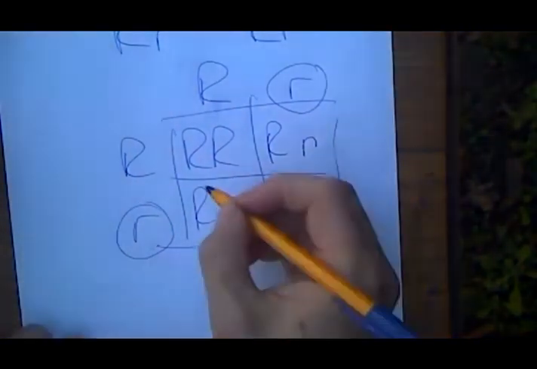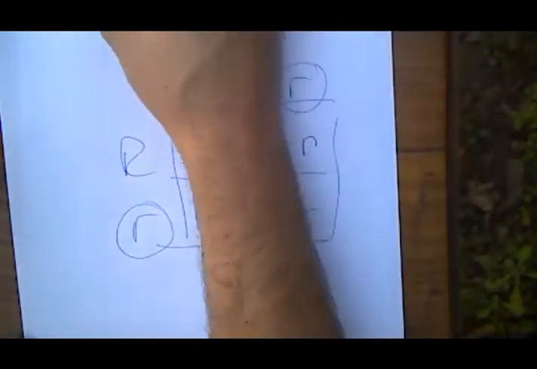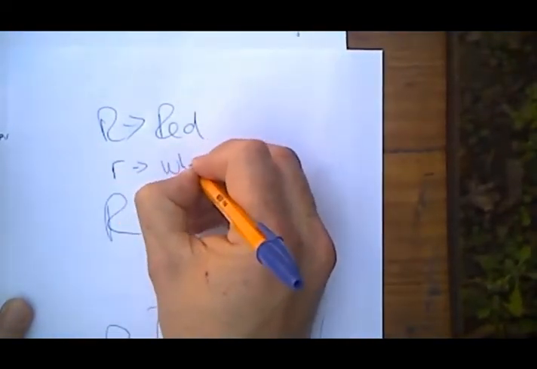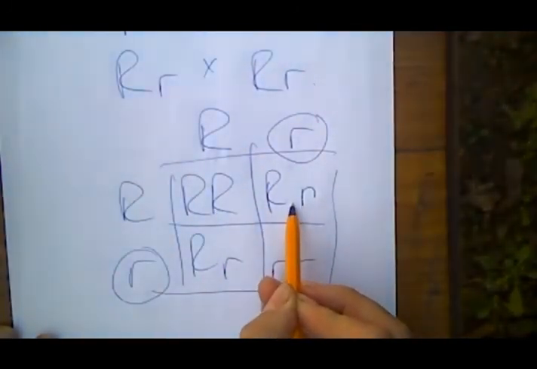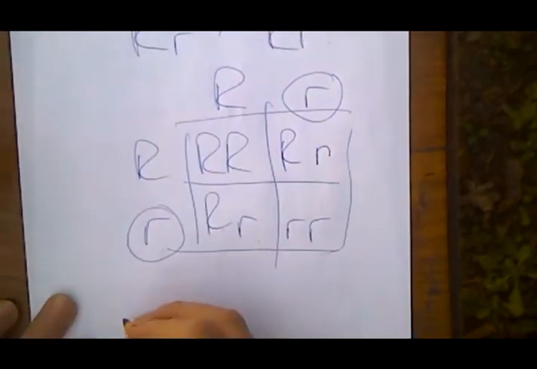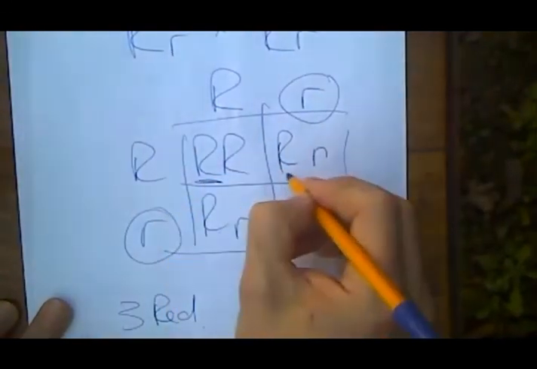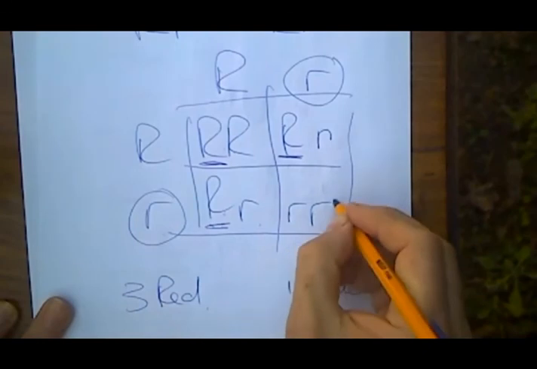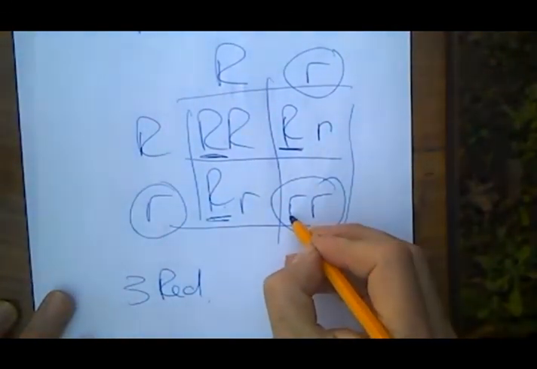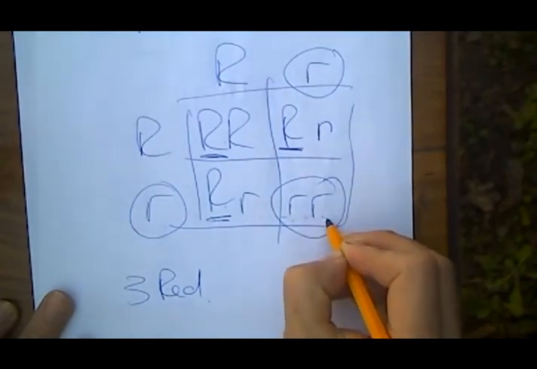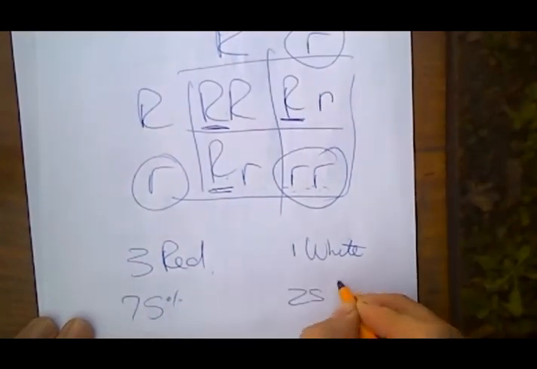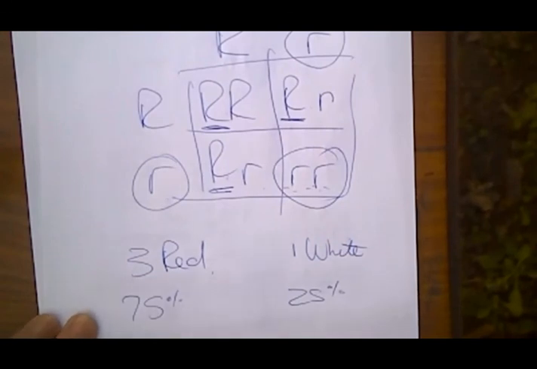Now take a look. If this is complete dominance, and this was, for example, color, if R was dominant and it was a red color, and small r was the white color, what's going to happen here is we're going to have 1, 2, 3 that are red, because they all contain capital R's, and we're going to have 1 that is white, because it is a recessive allele. It's only got the white gene. It hasn't got the red gene. So 3-to-1 ratio, 75%, 25%. Okay, that answer your question, Kelly? Yes, sir. Thank you, sir.